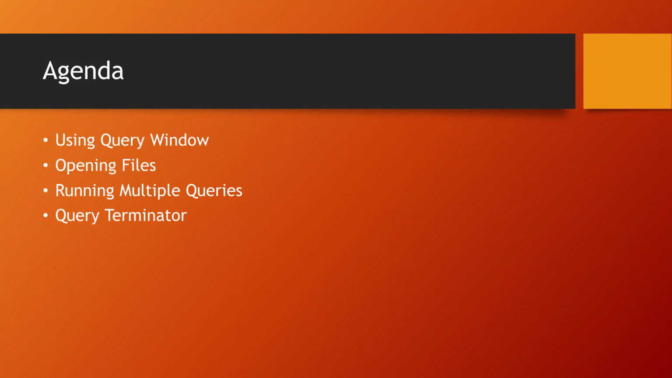In a few minutes, I'll be discussing some of the basic features in WinSQL. Particularly, we will be discussing how to use the query window, running SQL queries by creating new scripts and opening existing script files, and submitting multiple queries and fetching the results. So now let's get started and connect to a live database.